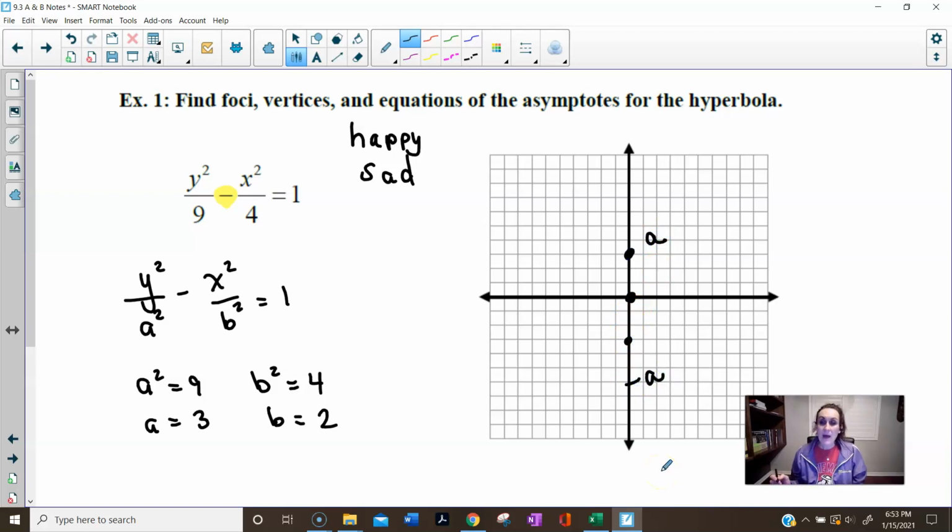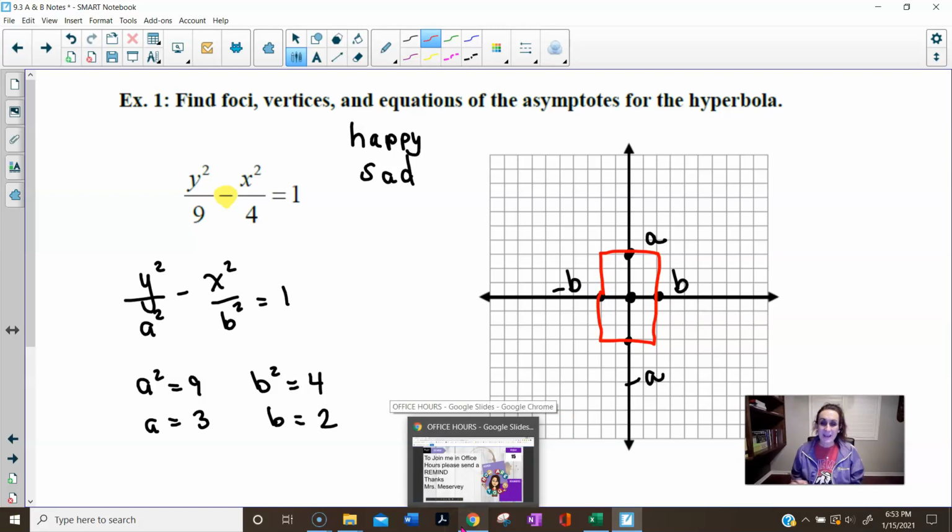Now, I didn't tell you about the B's, but the B's are going to go in the other direction. So from the center, I'd like you to count right 1, 2, and left 1, 2. And if I go too fast, you can go ahead and stop the video, catch up, push play again. So you're going to draw a rectangle. The rectangle isn't really part of the graph, but it's going to help me draw an accurate hyperbola.